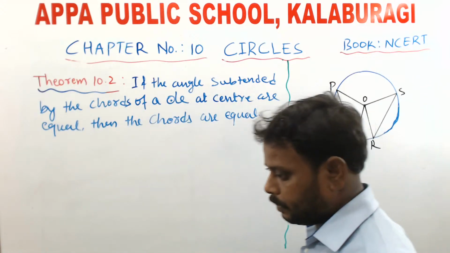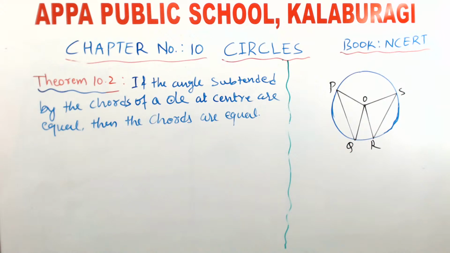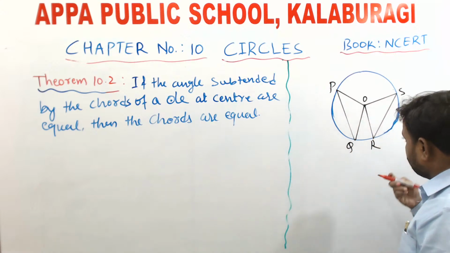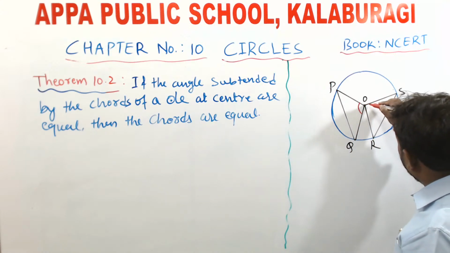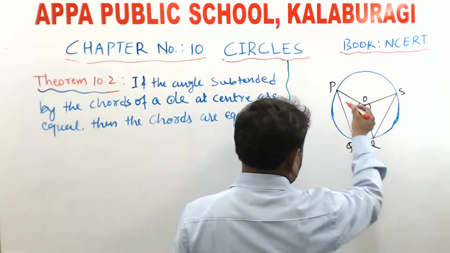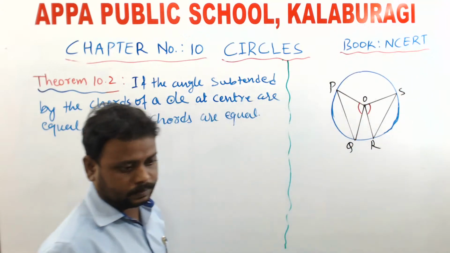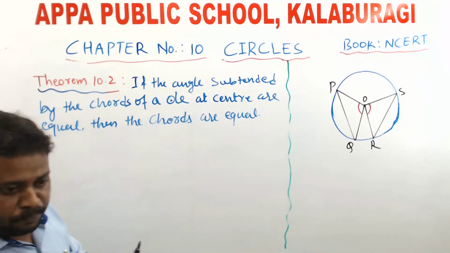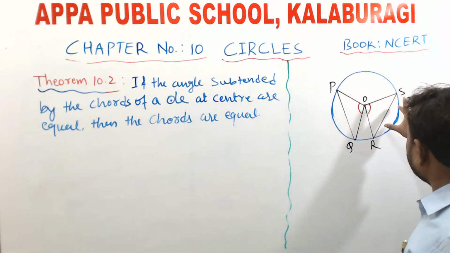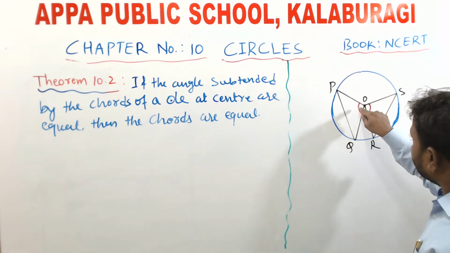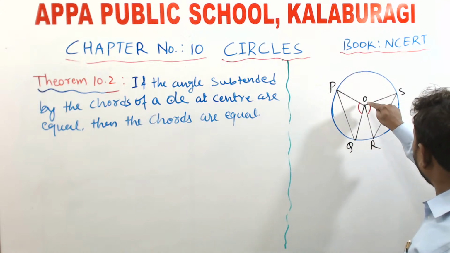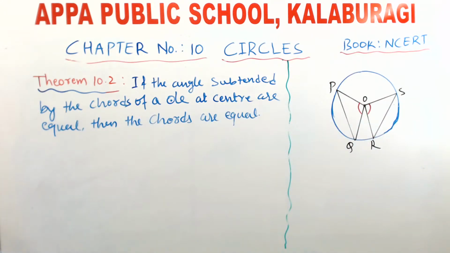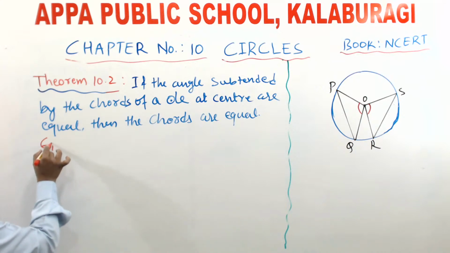Listen here. The next, what will I write? So here they have given these two angles are equal. So we have to prove here PQ is equal to RS. So what we have to prove there? PQ is equal to RS we have to prove. So in the previous one, these two chords PQ and RS are equal, and we proved angle POQ and angle ROS are equal. So this is the converse of theorem 10.1. So first I will write the given.